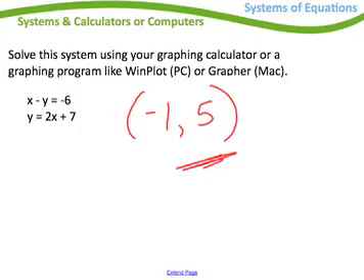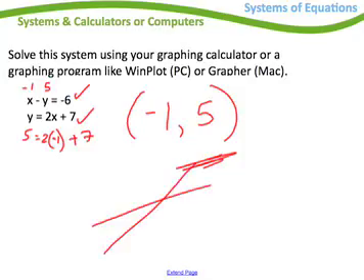And then what I could do is plug these numbers in. Plug a -1 in for x, a 5 in for y, and see if it solves it. -1 minus 5 is -6. That checks out. Plug in a 5 in for y: this equals 2 times a -1 plus 7. 2 times -1 is -2 plus 7. Sure enough, gives you 5. So this point satisfies both equations. Therefore, that point is where those two lines crossed. Okay, so that's how you could do it with a graphing calculator or with a computer.